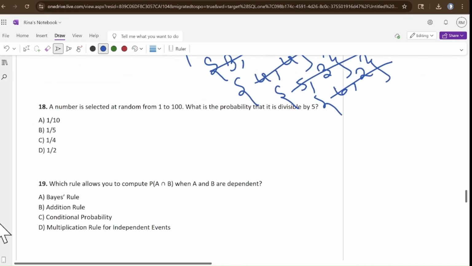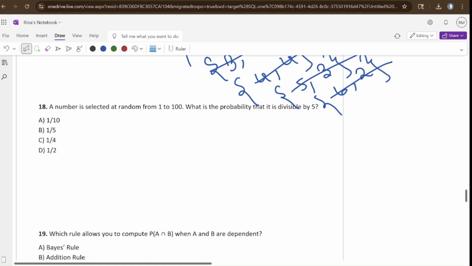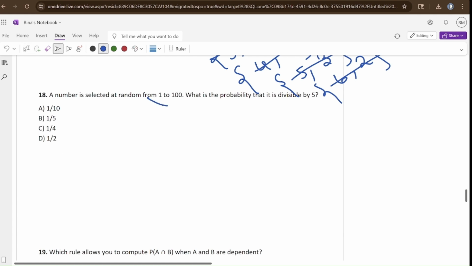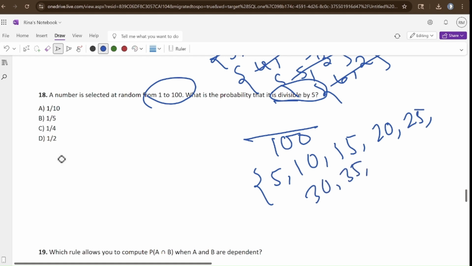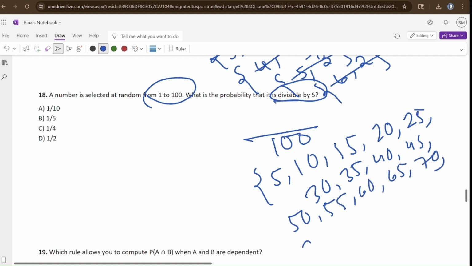Now, a number is selected at random from 1 to 100. What is the probability that it is divisible by 5? First of all, any number from 1 to 100, so total outcome 100. No doubt with that. But favorable outcome is divisible by 5. So what are divisible by 5? 5, 10, 15, 20, 25, 30, 35, 40, 45, 50, right? 55, 60, 65, 70, 75, 90, 95 and 100.